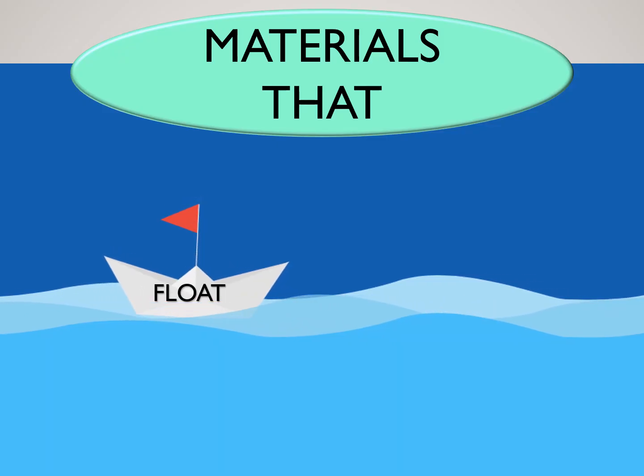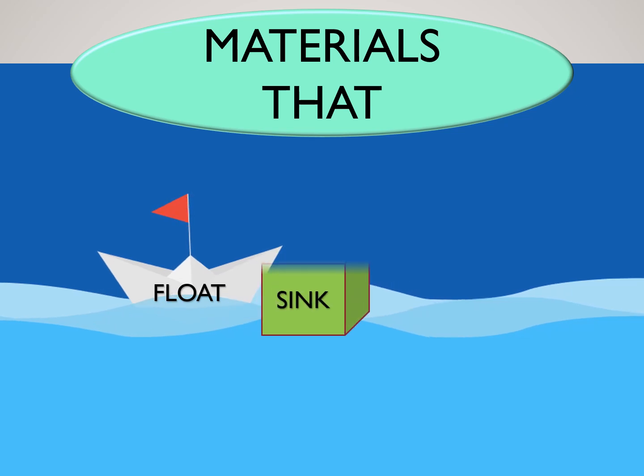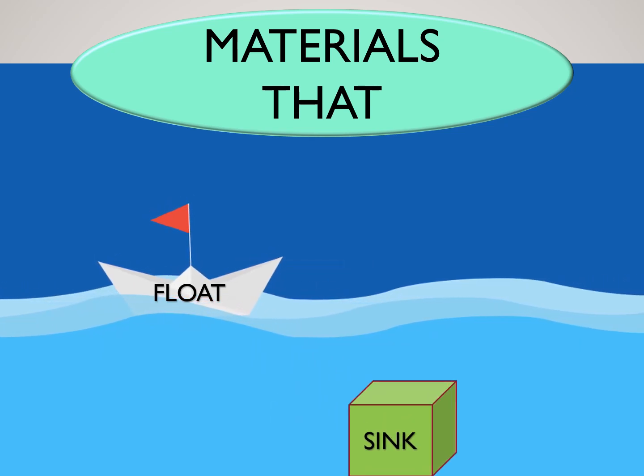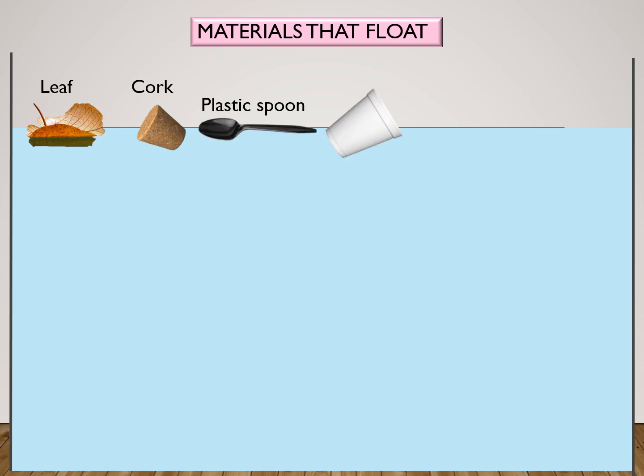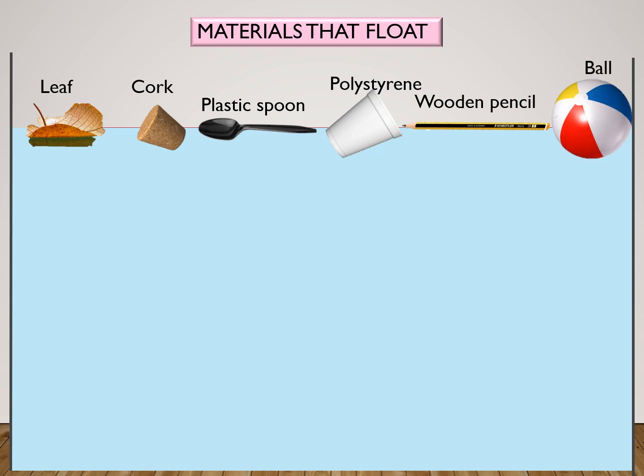Now let's learn about materials that float or sink. The examples of materials that can float are such as leaf, cork, materials that are made of plastic such as this plastic spoon or polystyrene, which is actually a type of plastic too, materials that are made of wood such as this wooden pencil, and a ball can also float too.